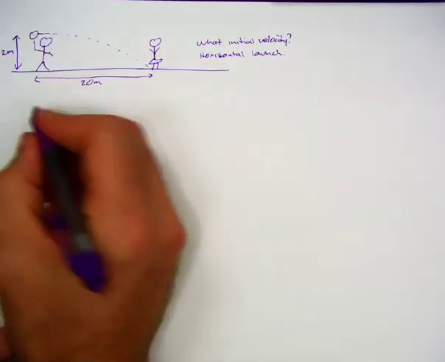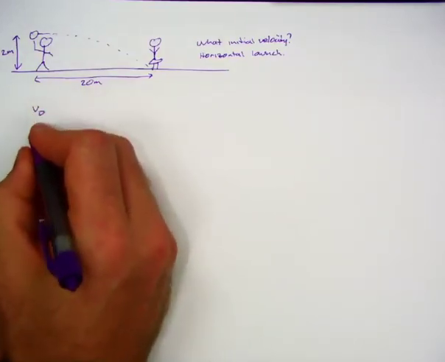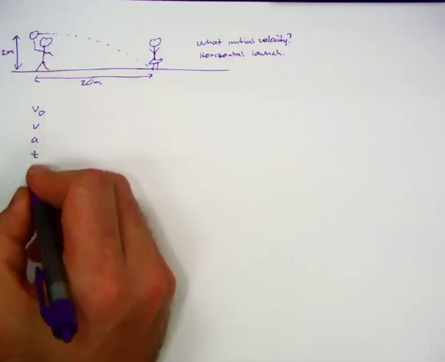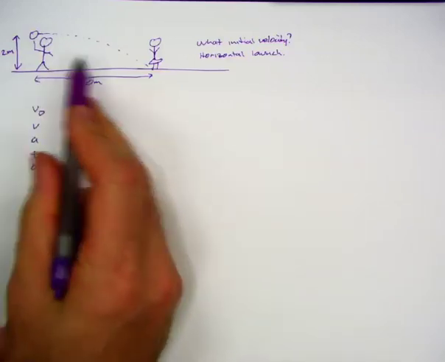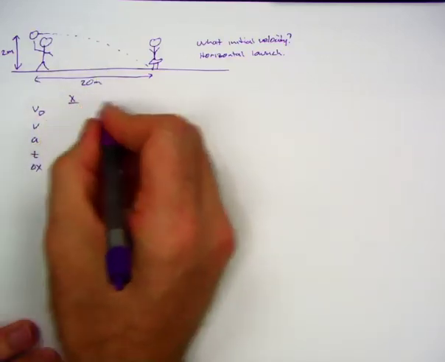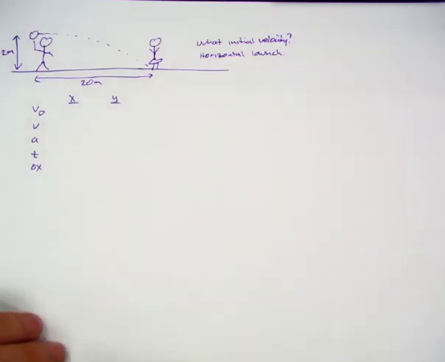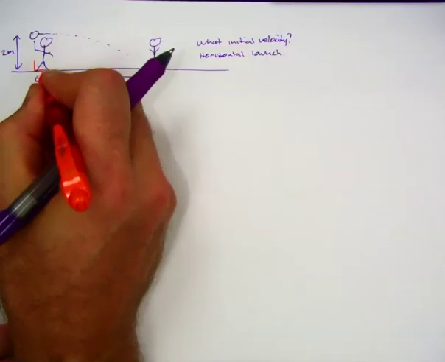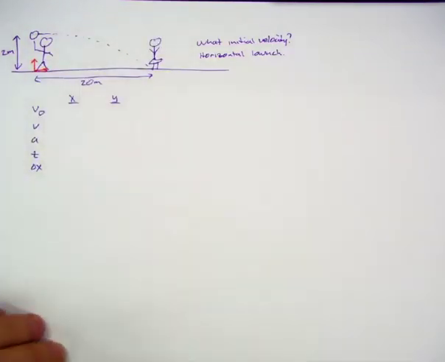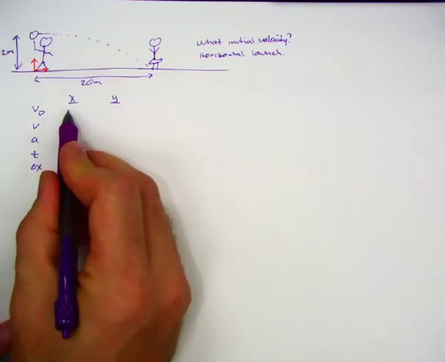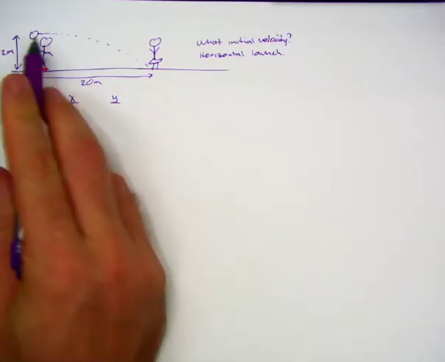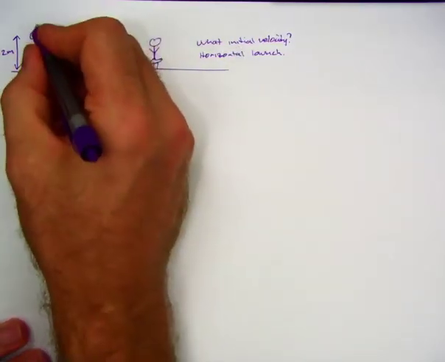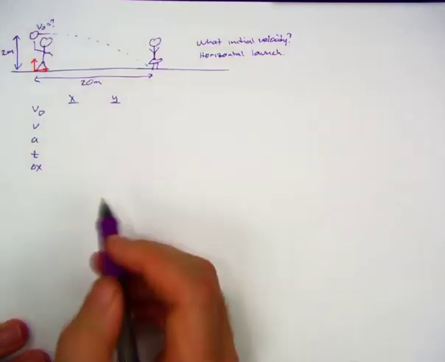Okay, so what's our process? Our process is to write down all our variables, everything we know: v0, v, a, t, delta x. Because it's two dimensions, we're going to have an x component and a y component, and we're going to put our coordinate system right here, x and y, so that we're starting at the bottom. So what do we know? Do we know the initial velocity in the horizontal direction? No, that's actually what we're looking for, right? We're looking for this initial velocity in the horizontal direction.